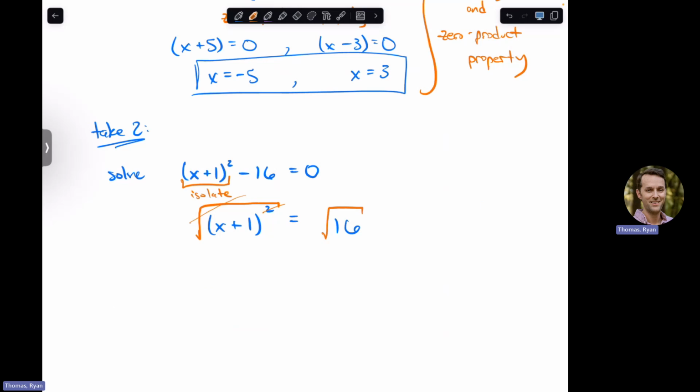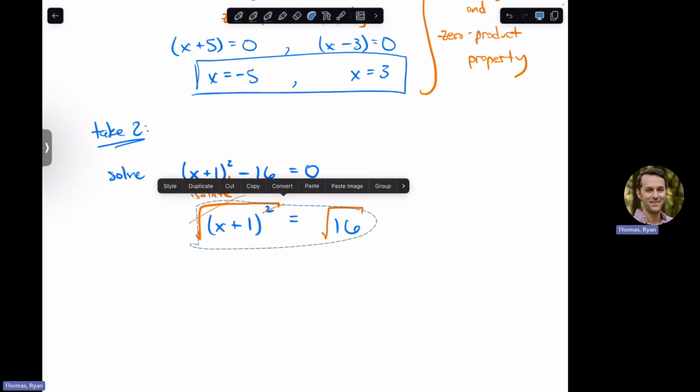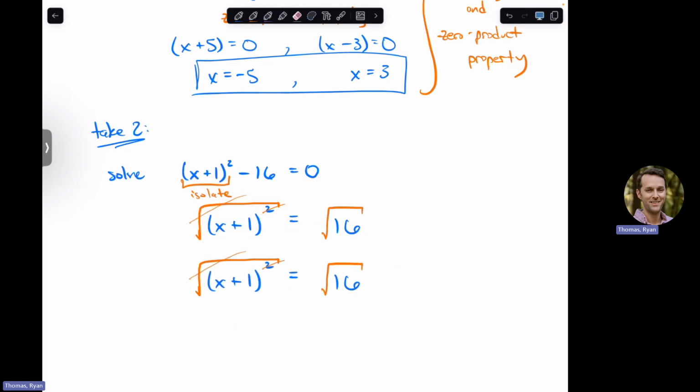On the right-hand side is where we have to be a little bit careful. The square root of 16 is 4. But the actual statement was (x plus 1) squared equals 16. Now, when you square 4, you get 16. But you also get 16 when you square -4.